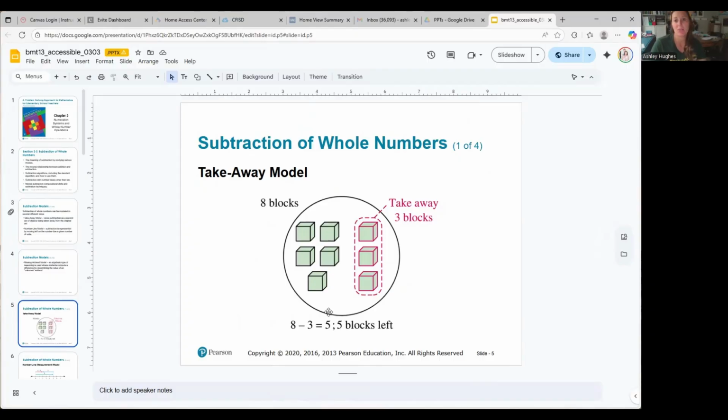So here's the takeaway model. Say a student has unifix cubes or something like that, and you're like, okay, here we have 8 blocks, and we're going to take away 3 blocks. How many do we have left? And so that's called the takeaway model.